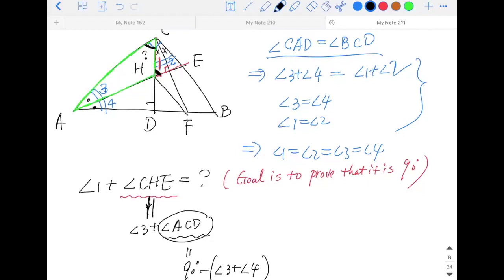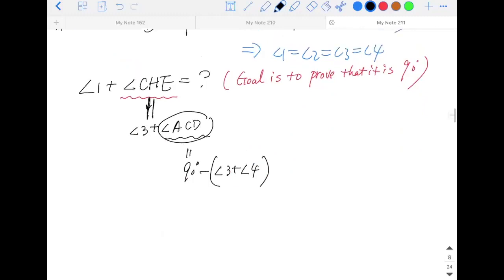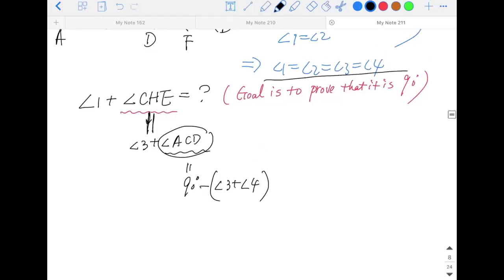Because this is 90 degrees. So ACD here will be 90 degrees minus angle 3 plus angle 4. Okay, but previously you know that angle 1, angle 2, angle 3, angle 4, they're all the same. So I will rewrite it into 90 degrees minus 2 angle 1. Is it okay?